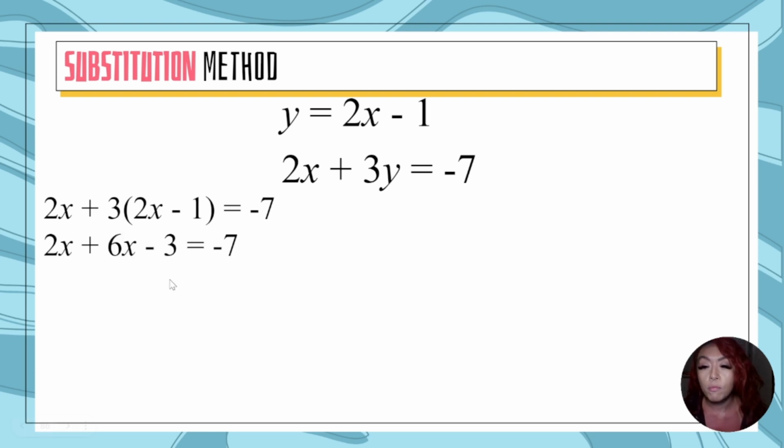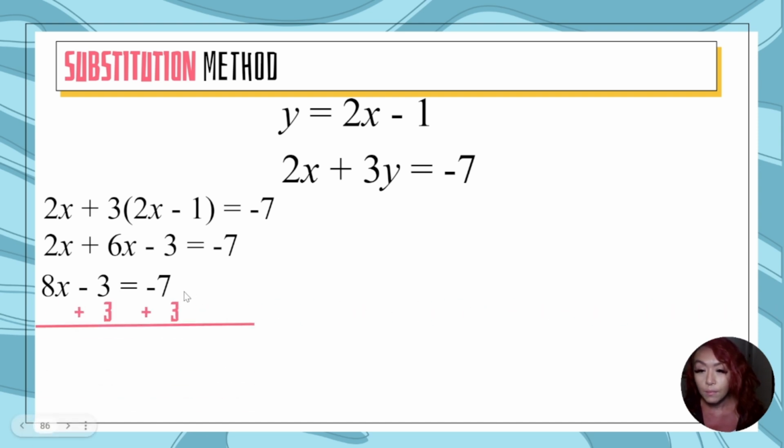So using the distributive property, we get 2x plus 6x minus 3 equals negative 7. Now let's combine like terms, and we get 8x minus 3 equals negative 7. Adding 3 to both sides, negative 3 and plus 3 cancel out, and we get 8x equals negative 4. Finally, we'll divide both sides by 8 and get x equals negative 1/2. Again, that's our x value.